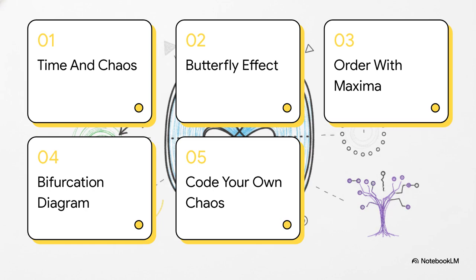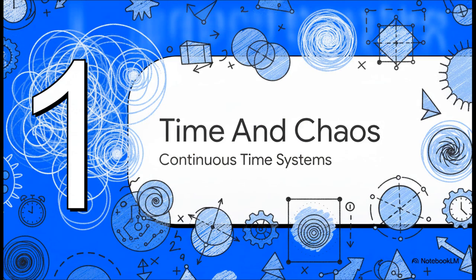Here's our roadmap. We'll hit continuous time and chaos, visualizing the butterfly effect, finding order with maxima, plotting the bifurcation diagram, and finally, code your own chaos. All right, section 1, continuous time and chaos.